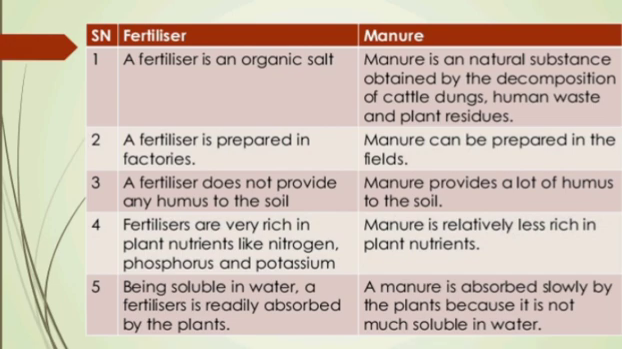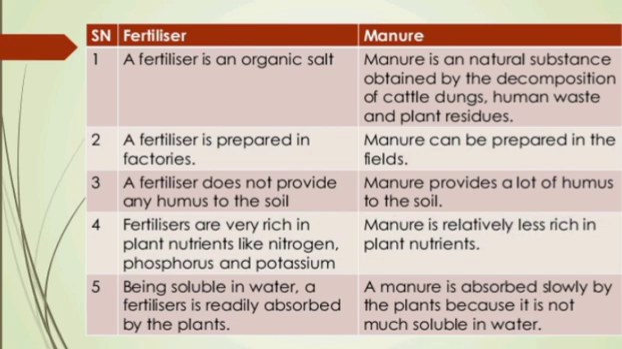Now let us discuss the difference between fertilizer and manure. See, fertilizer is an inorganic salt whereas manure is a natural substance obtained by decomposition of cattle dung, human wastes and plant residues. Number 2, a fertilizer is prepared in factories whereas manure can be prepared in the fields. Number 3, a fertilizer does not provide any humus to the soil, whereas manure provides a lot of humus to the soil.